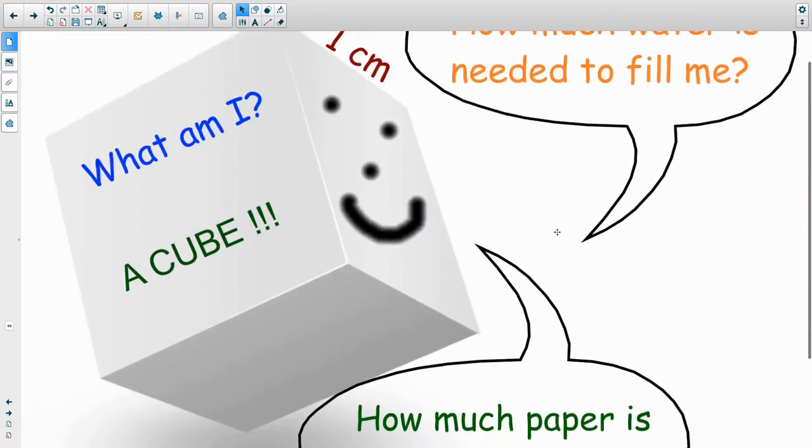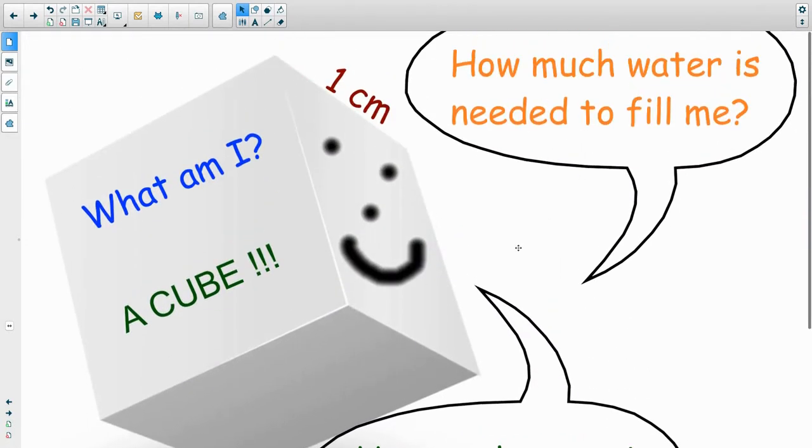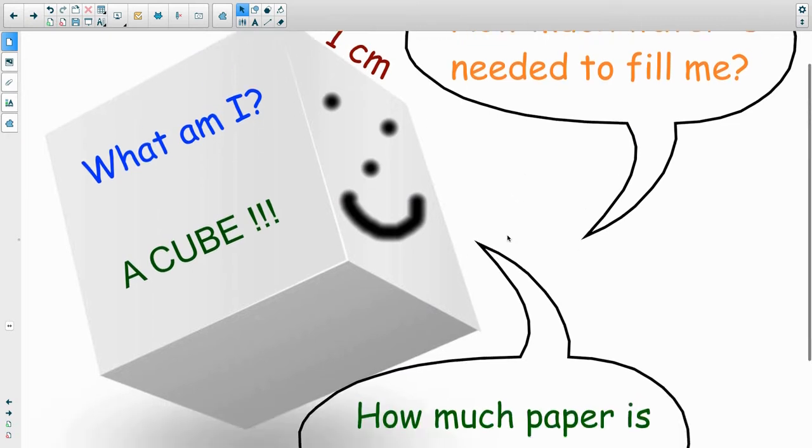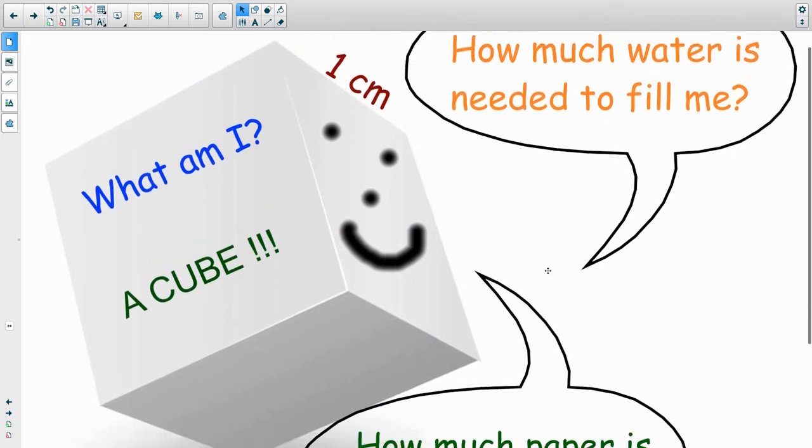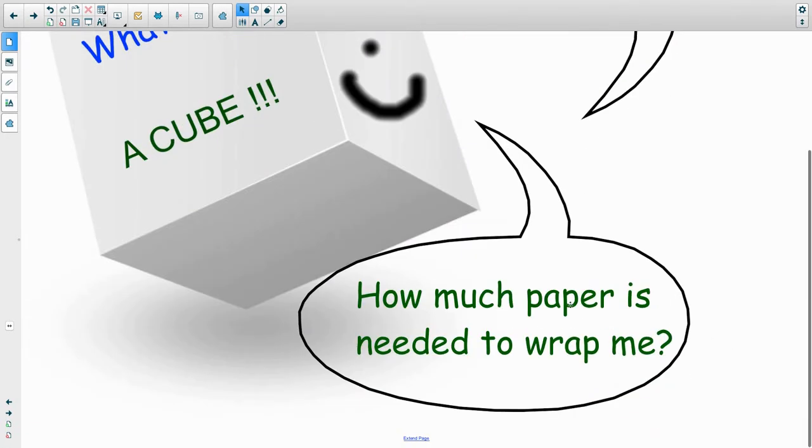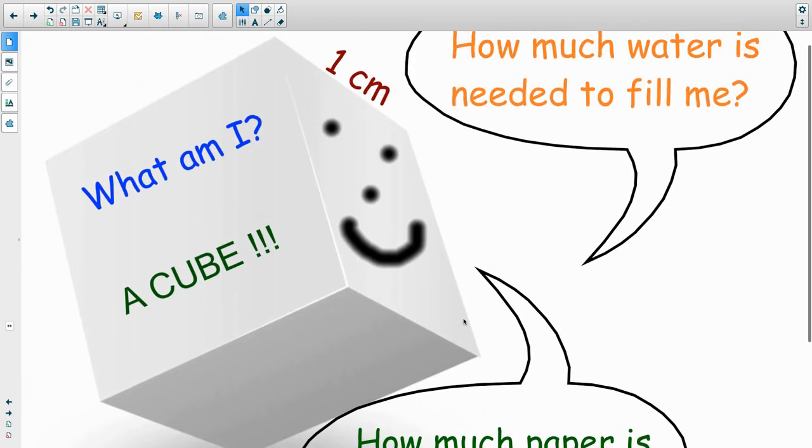So does anyone know what these are called? What do you call how much space is inside a three-dimensional figure? How much water you need to fill this cube? What do you call that when you're trying to figure out how much paper is needed to wrap something up?